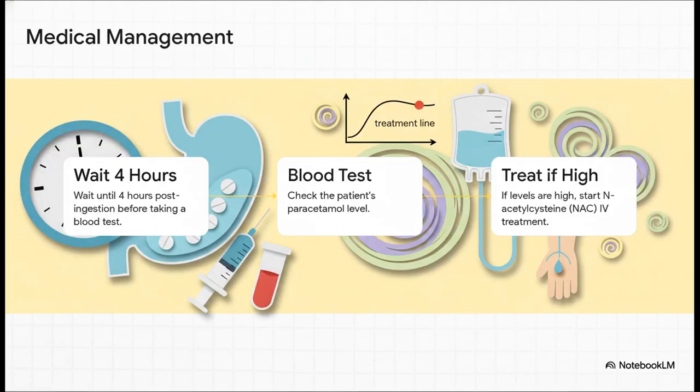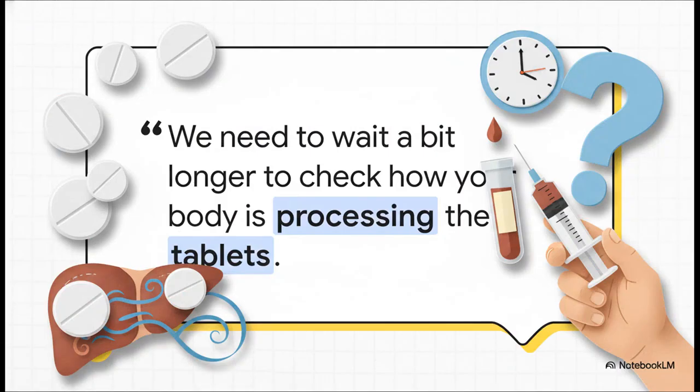Now, for the medical side of things, it follows a really strict pathway. You can't deviate from this. Step 1, you have to wait until at least 4 hours have passed since you took the tablets. Step 2, you take a blood test to check his paracetamol level. And step 3, if that level is high, above the treatment line, you'll start the antidote, N-acetylcysteine, or NAC for short. And you've got to explain this waiting period to your patient, right?